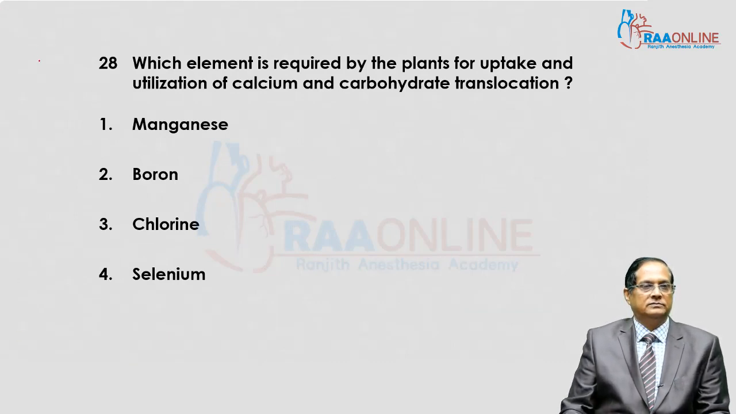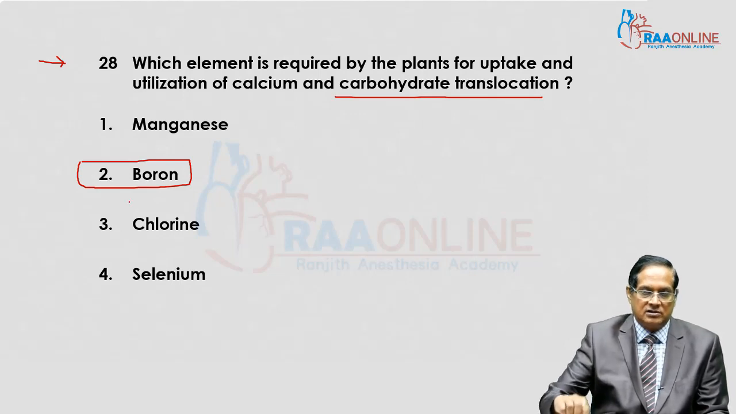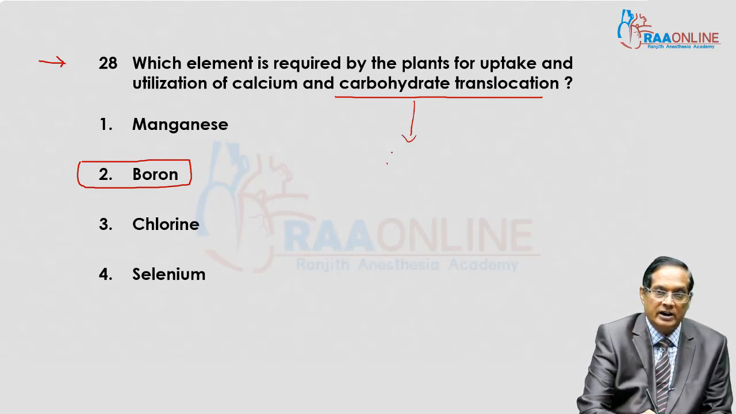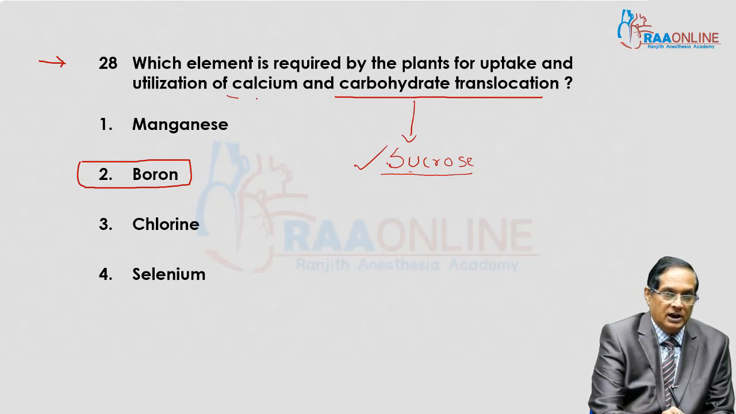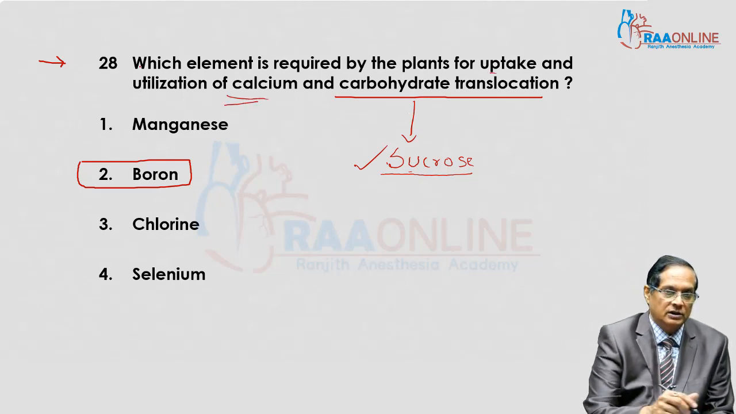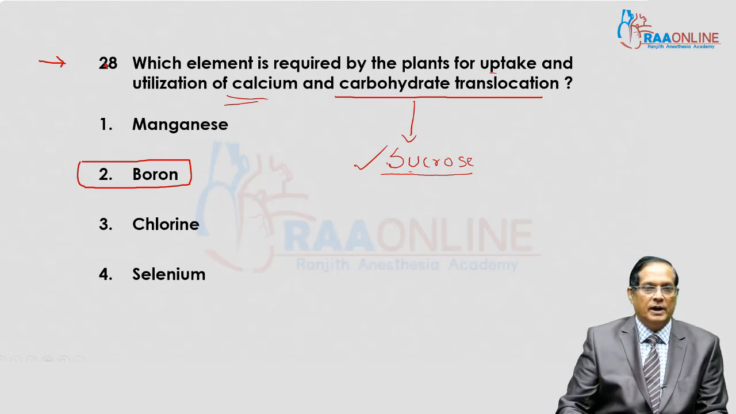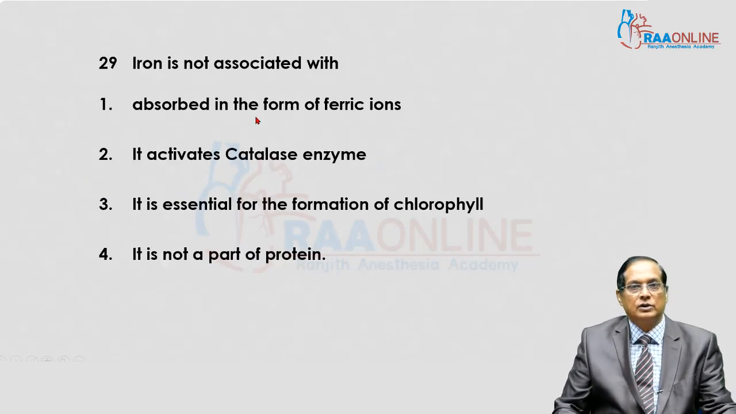Question 28. Uptake of calcium and carbohydrate translocation, that is the role of boron. Boron is concerned with the translocation of carbohydrates in the form of sucrose through phloem, and uptake of calcium and utilization is also the role of boron. It is a micronutrient. Boron is a micronutrient.